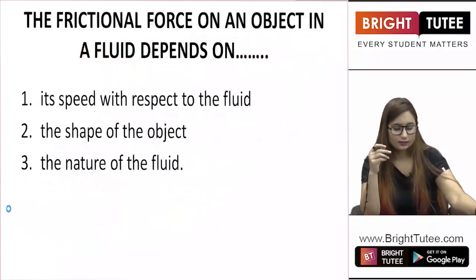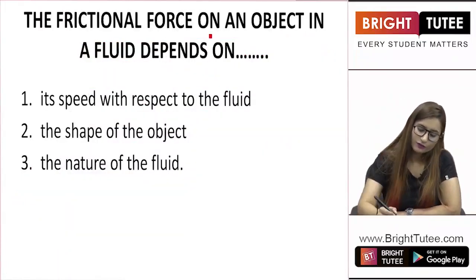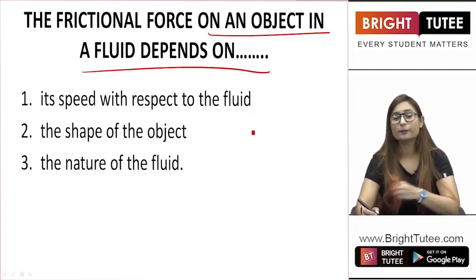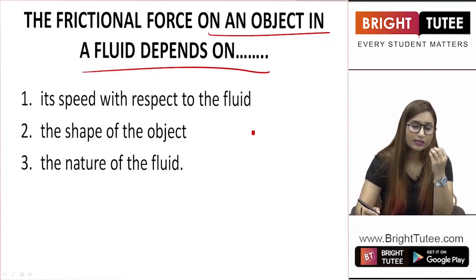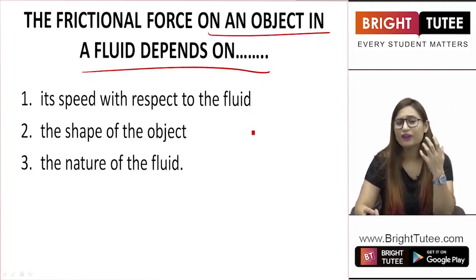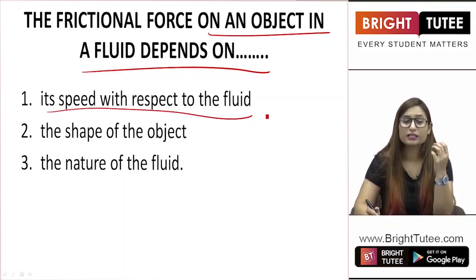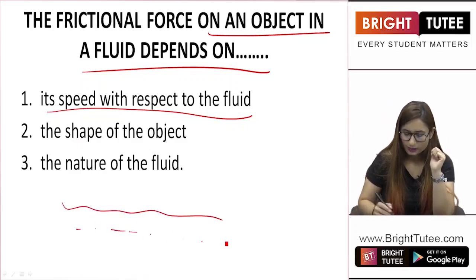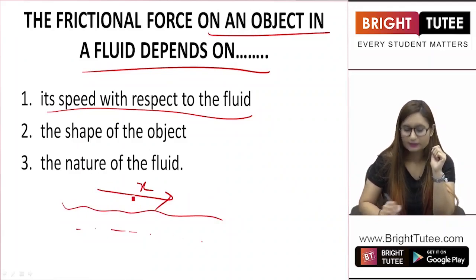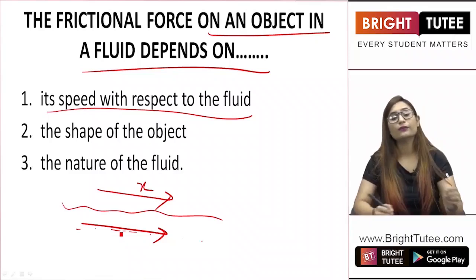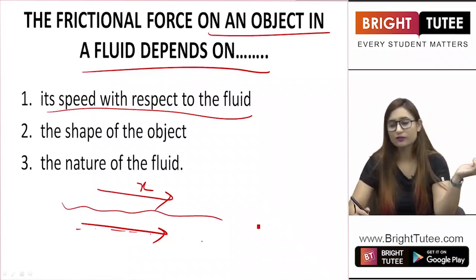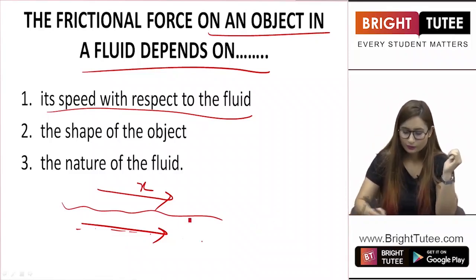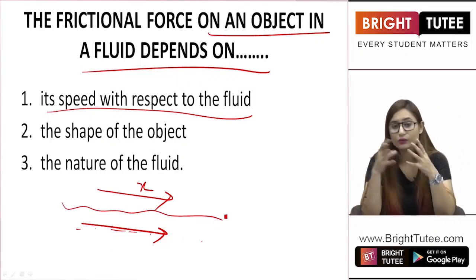Right, students? Now, the frictional force on an object in a fluid depends on, when an object is in a fluid, what are the factors on which friction depends? First of all, its speed with respect to the fluid. For example, you have water, and its speed is x in this direction, right? Now, if you are moving in this direction only, it will be easier for you to walk because the water will be pushing you forward with itself. If you are walking in the same direction, it will be easier for you to walk.